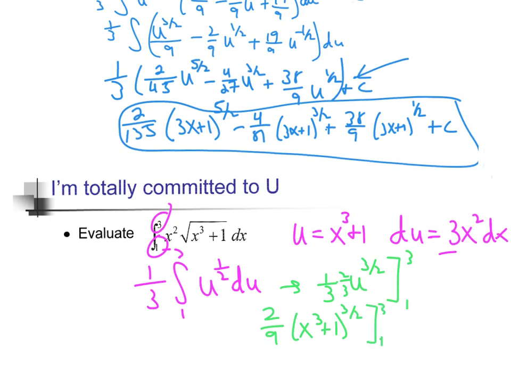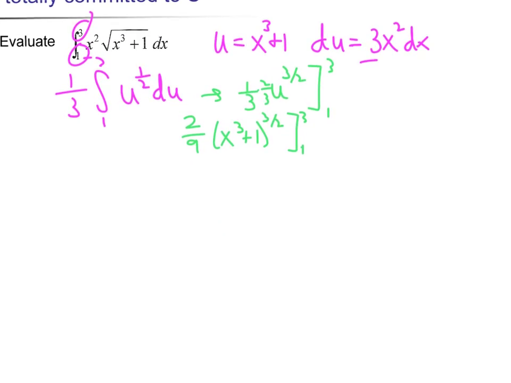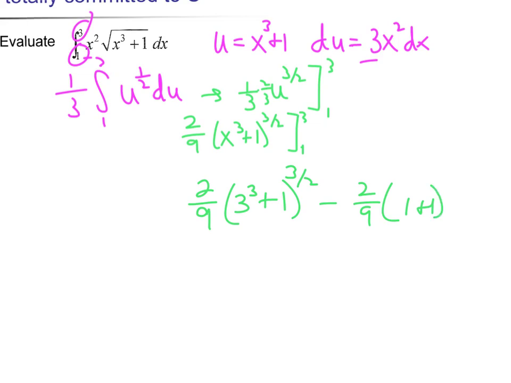And if you need a refresher about what to do at this point, now you're plugging in 3 and 1, you subtract the values. So literally it becomes 2/9 times 3 cubed plus 1 to the 3/2 minus 2/9 times 1 cubed, which is 1, plus 1 to the 3/2. Feel free to plug that straight into your calculator if you want to, because 27 plus 1 to the 3/2 is not a pretty number. So pause it, plug it into a calc, unpause it, I'll have it checked for you.